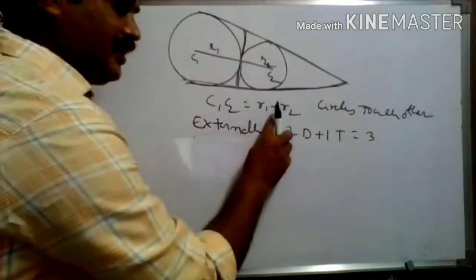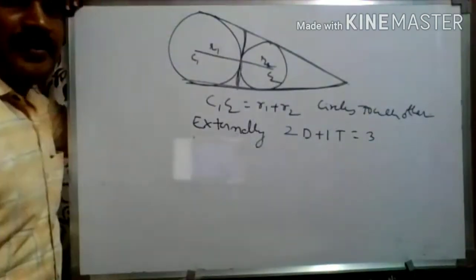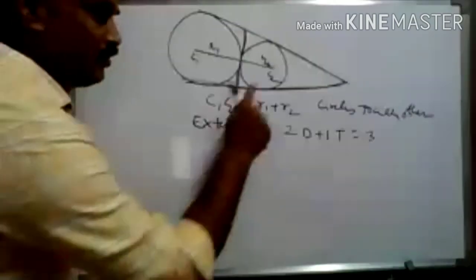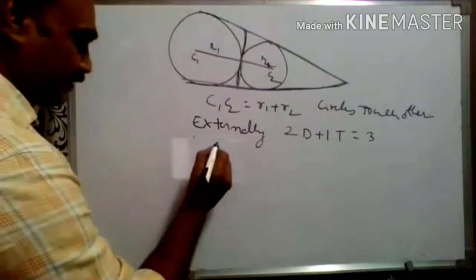Students, C1C2 is equal to R1 plus R2. Circles touch each other externally. Number of common tangents is equal to 3, 2 direct, 1 transverse. Next, students.